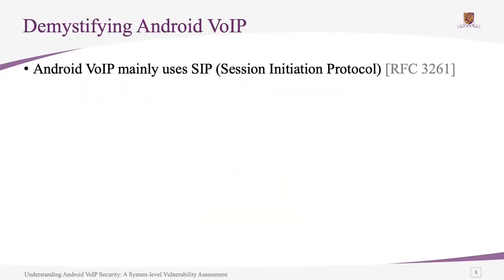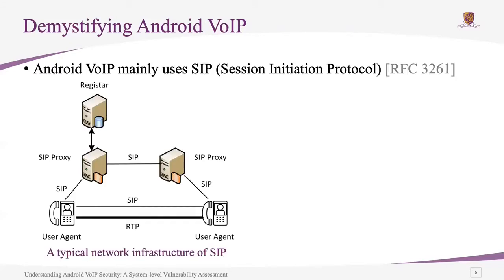Our study begins with a demystification of Android VoIP. We found that Android VoIP mainly uses the Session Initiation Protocol, the so-called SIP protocol. This figure illustrates a typical network infrastructure of SIP, where SIP is used to initialize and establish VoIP connections. During the SIP negotiation, another protocol called SDP, Session Description Protocol, is used to describe SIP packet contents. The actual voice data is transmitted by another protocol called RTP, the Real-time Transport Protocol.